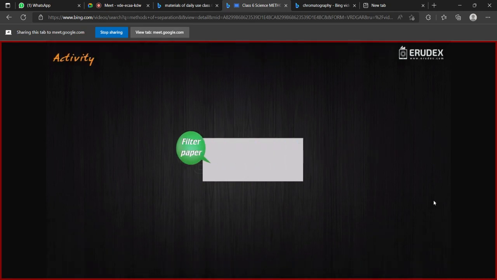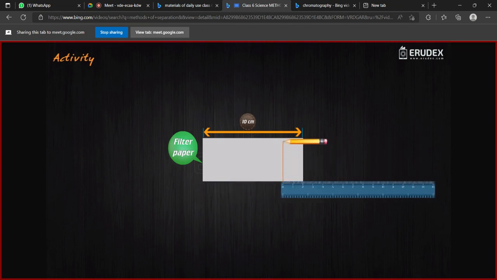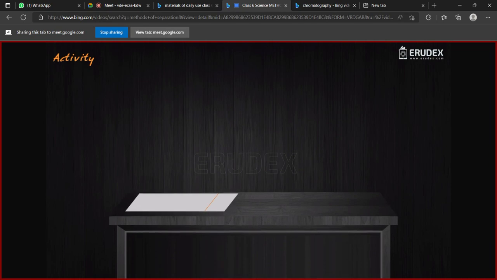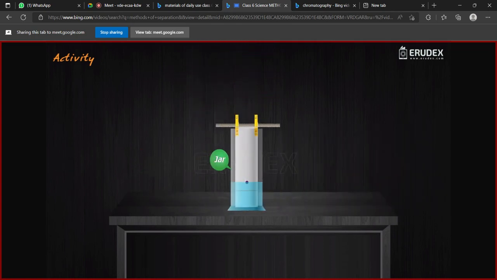Take a rectangular sheet of filter paper of approximately 10 centimeters by 8 centimeters. Draw a pencil line at about 2 centimeters to mark the baseline. Mix blue and red inks in equal proportions. Put a spot of this ink. Let it dry. Insert this filter paper into a jar containing water just so as to touch the water level. Leave it.